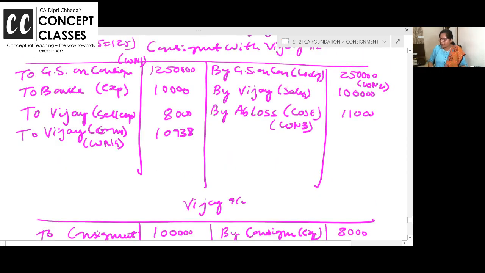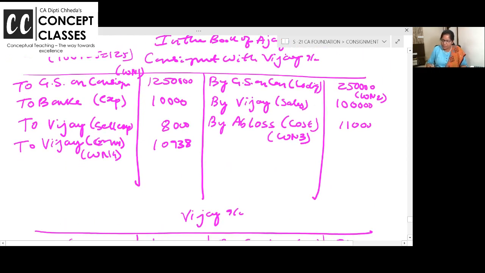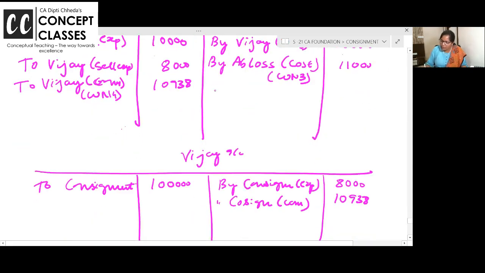That's it. Let's now do the closing stock. You see: goods sent, reverse the loading, consignor's expense, consignee's expense, sales. As soon as we write sales, commission. And in abnormal loss, actually there is profit, but all that profit goes to your main P&L account. So I'll give a note for this.